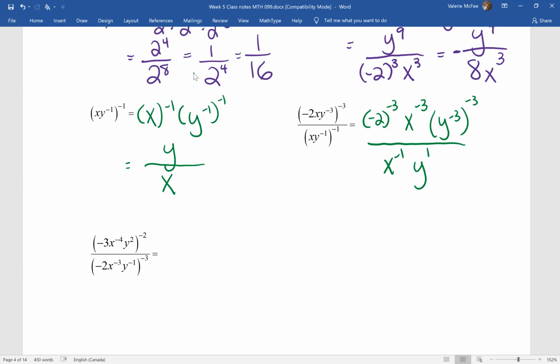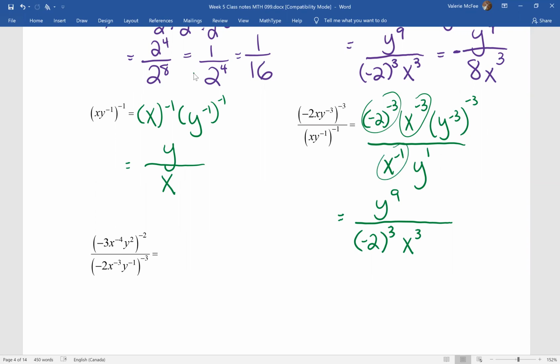Can we clean this up? Well, I want that to have a positive exponent, -2 to the power of +3. I want this to have a positive exponent. Move it to the denominator. -3 times -3 is already positive.